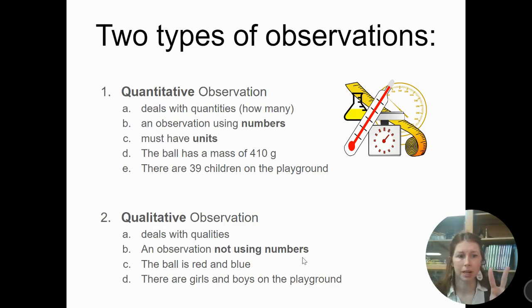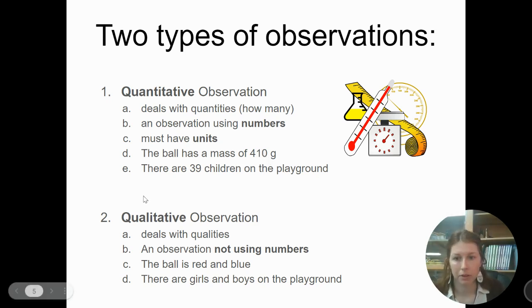There are 2 types of observations. The first is quantitative observation. And these deal with numbers. So if you are measuring something, if you found the ball has a mass of 410 grams, that is a quantitative observation about the ball. If you count the number of children, that is a quantitative observation about the children. So if we do quantitative, it has to have numbers and we need to have units. So units are telling us what the number means.